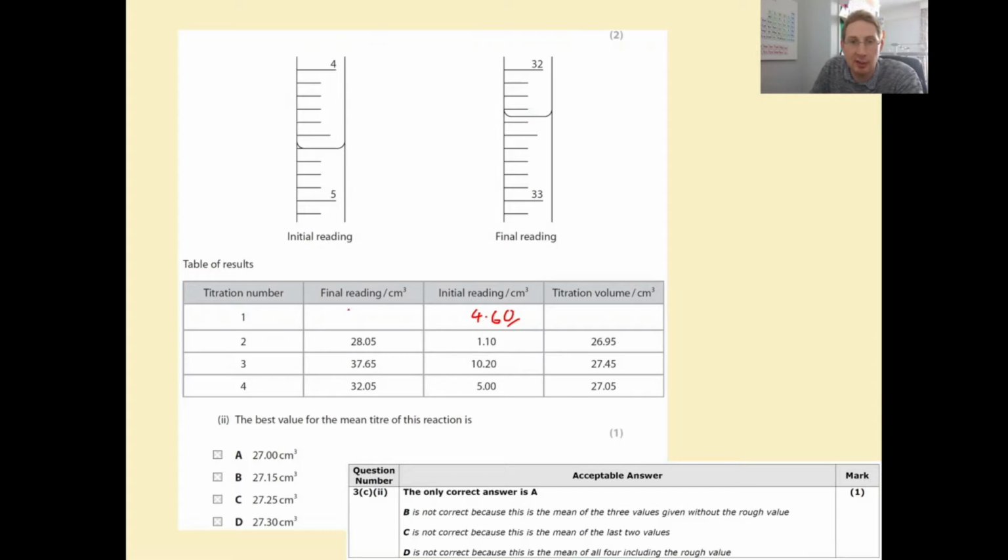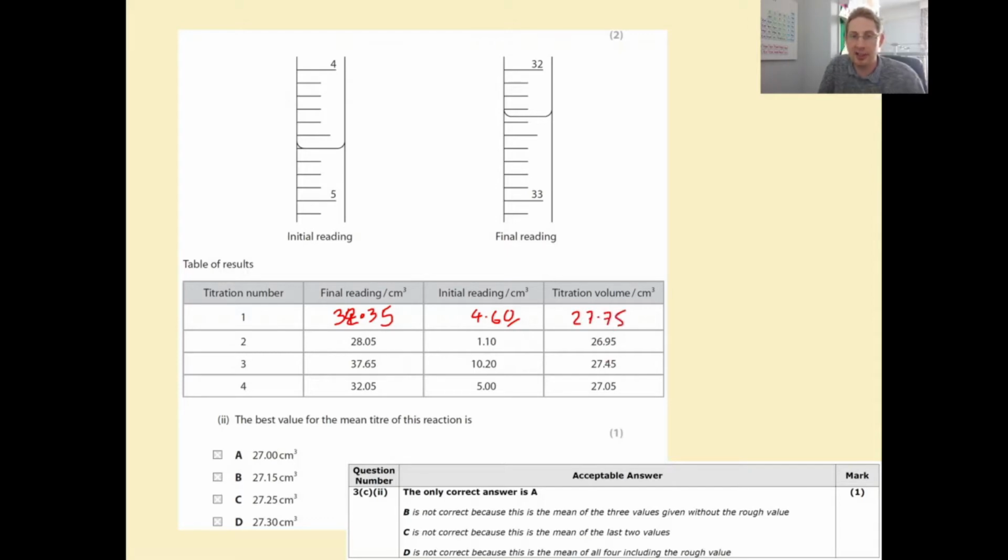and at the end 32.1235, so 32.35 there, and you can work out what the difference in volume is there, again recording it to a 0 or 5 at the end. I suppose we'd better do this, hadn't we? So 32.35 minus 4.6 is 27.75, okay?